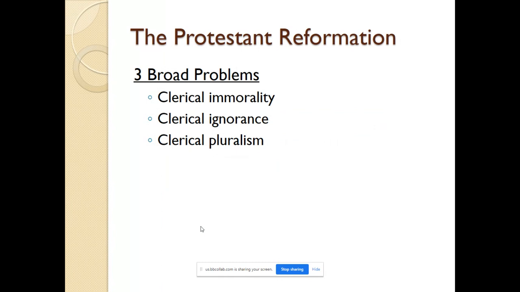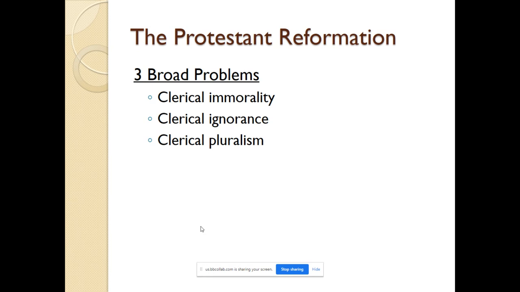Anytime you see clerical, that refers to the church, like the clergy. People have problems with clerical immorality. You have priests that would drink and gamble and have children, which is not allowed. They couldn't technically get married, but they would have a common law wife. They would have someone, a housekeeper, quote unquote, that in actuality was their wife.